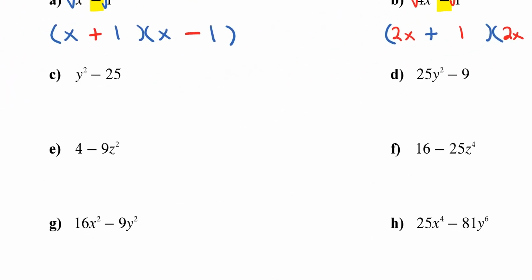So some of these factoring questions are a little bit easier as long as you can recognize that this technique works when you have two terms and a minus sign in the middle. All right, so let's go ahead and have two brackets, plus sign and a minus sign. And after that, you're taking the square root of each term. So the square root of y squared is y. The square root of 25 is 5. So y plus 5 and y minus 5.